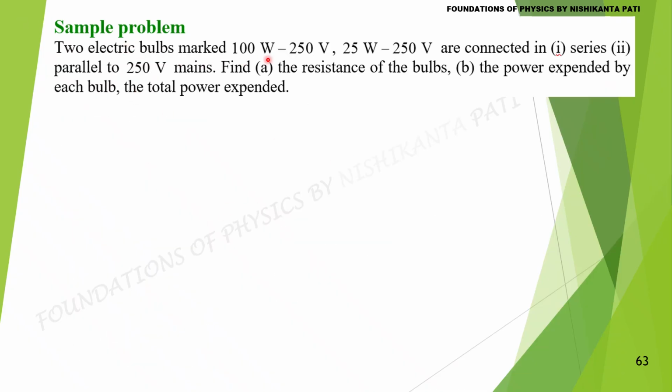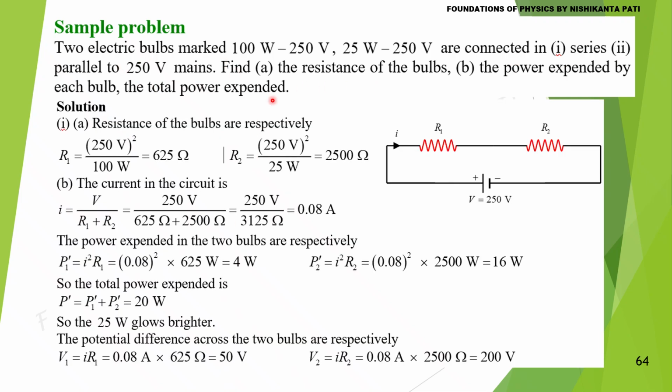Two electric bulbs marked 100 watt, 250 volt and 25 watt, 250 volt are connected in series and in parallel across 250 volt. This is the printed data on the first bulb. This is the printed data on the second bulb. So from this we can find the resistance of the first bulb, and from this we can find the resistance of the second bulb. The resistances of the two bulbs remain constant, but the supply voltage we can change. Accordingly the power they deliver also changes. So the resistance of the bulb remains constant.